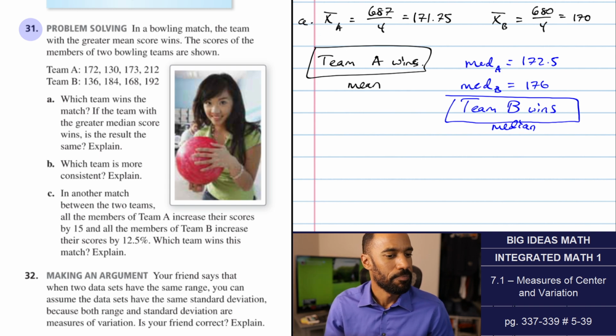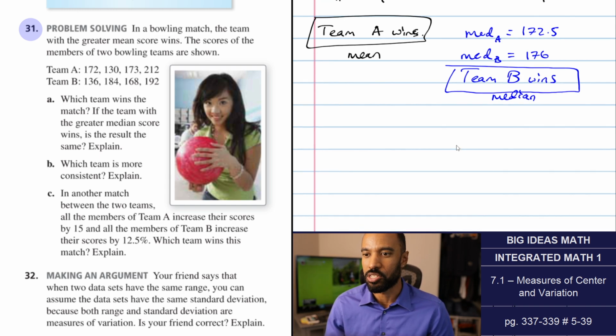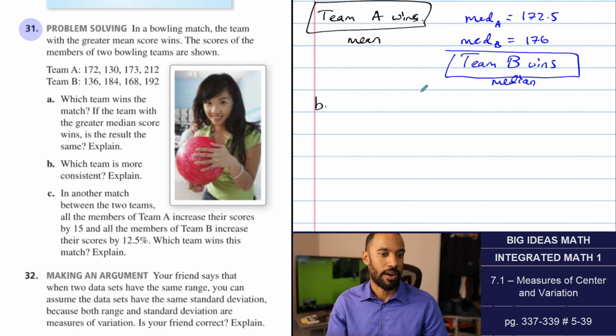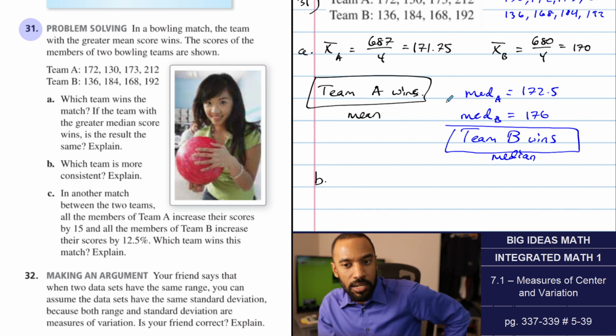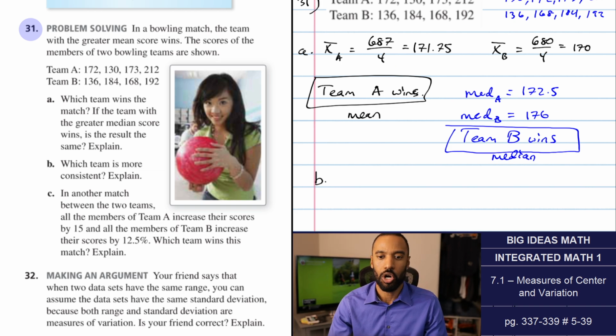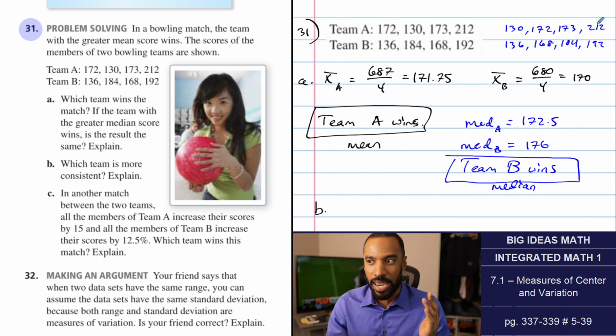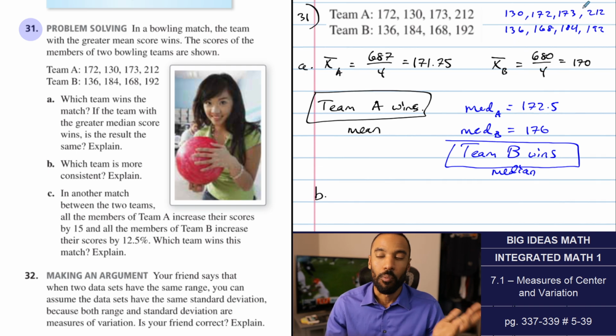That's too stat heavy. Part B, which team is more consistent? Explain. Consistency is going to have to do with lesser variance, whether you're talking about range or standard deviation or whatever you're referring to there. You really want to look at those. So team A has a range from 212 to 130. Team B has a range from 192 to 136. Or, sorry, 130 to 212.